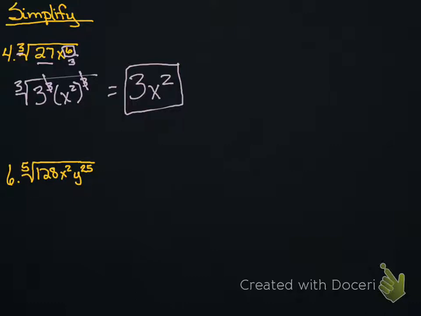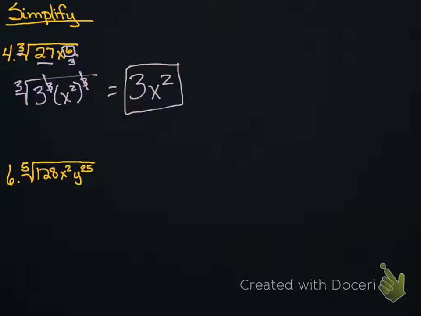Now, number 6. I've got the 5th root of 128 x squared y to the 25th power. I don't know what 128 to the 5th power is, so let's do some factoring.